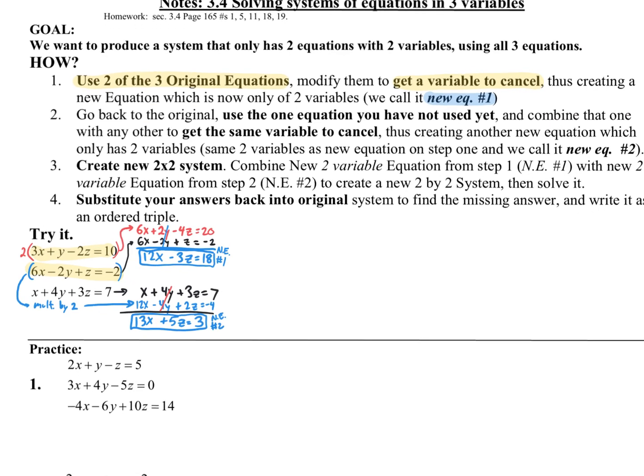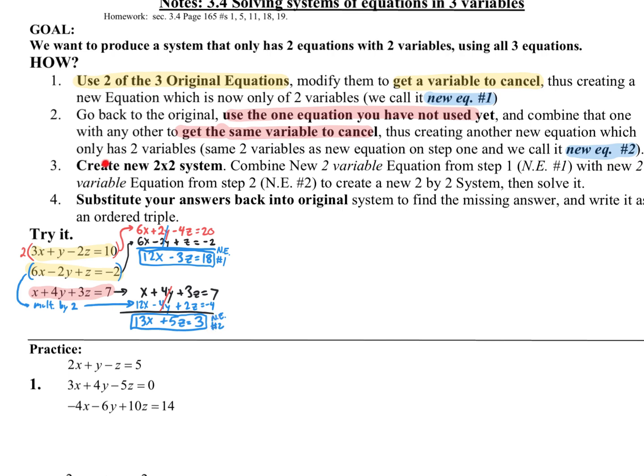So let's just review what we did on step 2 right here. It said, go back to the original, use the one equation you have not used. That was this one, right? And of course we modified it, but the goal was to get the same variable to cancel, as you did in step 1. So that's why up here we canceled out y's, right here we cancel out y's. And at the end of doing step 2, you're going to get new equation number 2. And that's exactly what we got down here in blue. That's why I labeled it new equation number 2. Now we're able to move on to step 3.